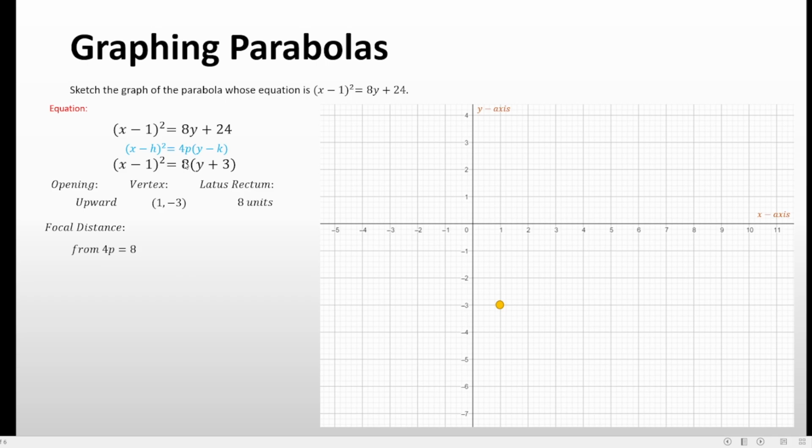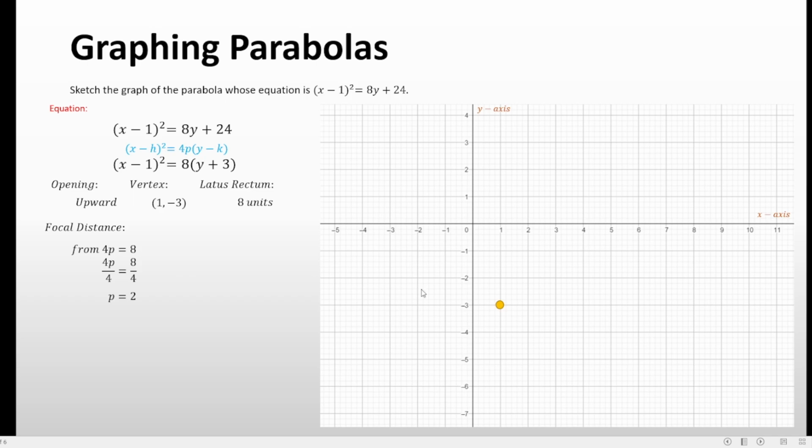Always consider this as the length of the latus rectum. That's 4p equals 8. And then algebraically, you can divide both sides by 4, and then you will have p equals 2. Okay, so the focal distance is equal to 2. So this is the time that you will use the concept or the opening of the parabola. Remember, the parabola is opening upward.